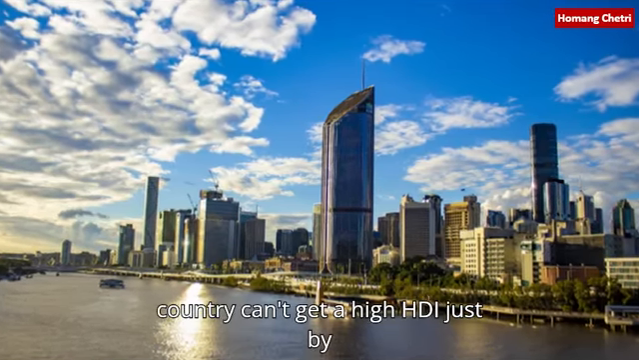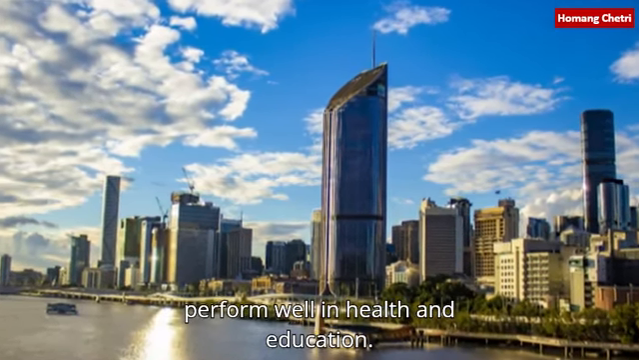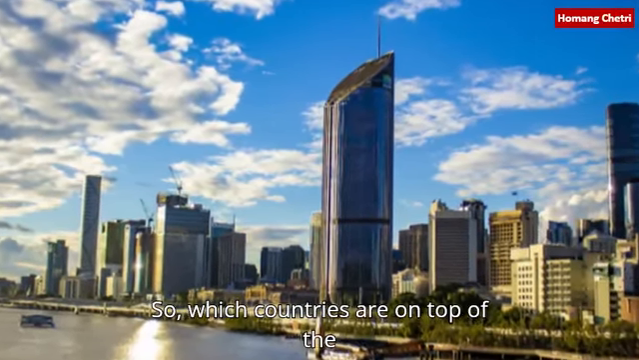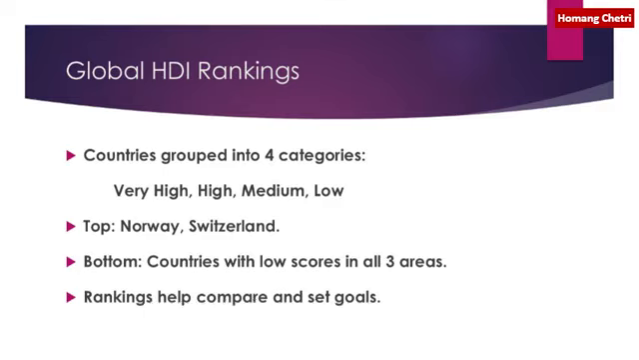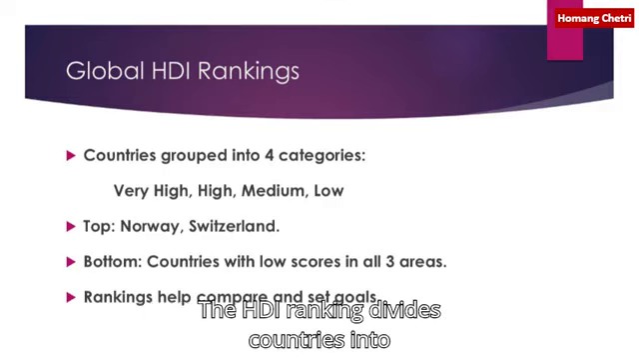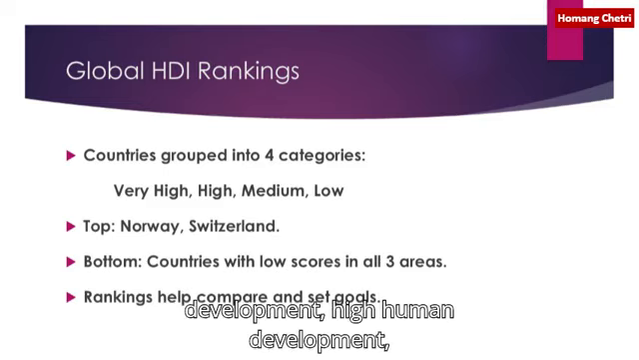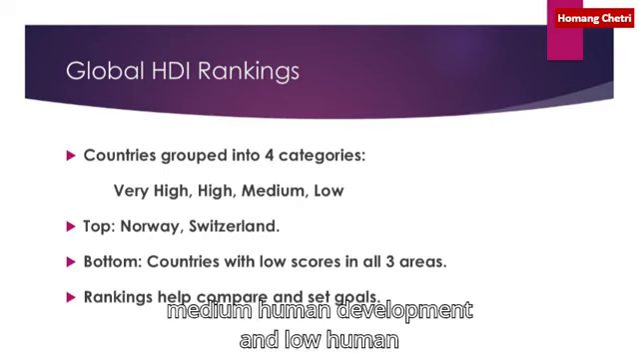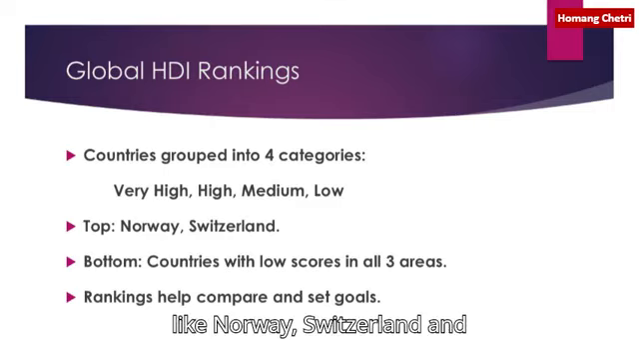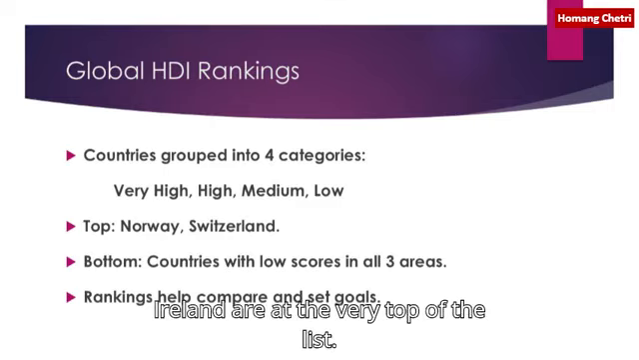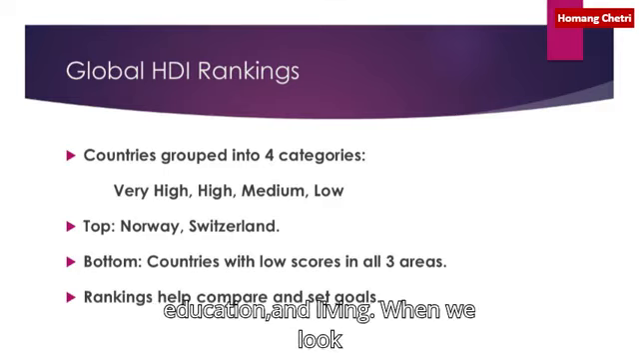A country can't get a high HDI just by having a strong economy. It must also perform well in health and education. So, which countries are on top of the list? And where does your country stand? The HDI ranking divides countries into four main categories: very high human development, high human development, medium human development, and low human development. Typically, countries like Norway, Switzerland, and Ireland are at the very top of the list. They have excellent standards in health, education, and living.